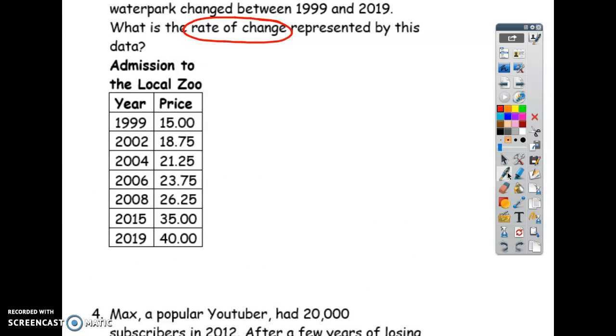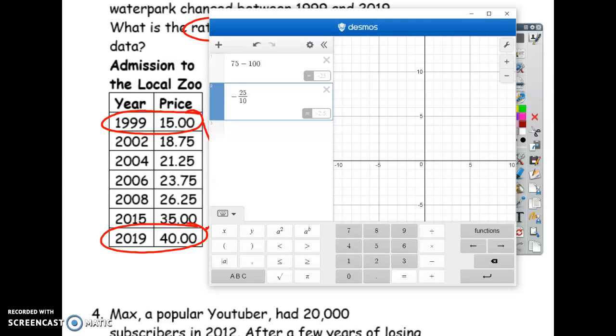You just need 2 points. So you don't need to do the whole table, okay? Just pick 2 points. So I can pick this one and this one if I want to, right? Or you can pick this one and this one if you want to. I'm going to do it from here to here. How much did my Y change by? 40 minus 15. No, it increased. From 15 to 40, it increased. So what's 40 minus 15? 25.